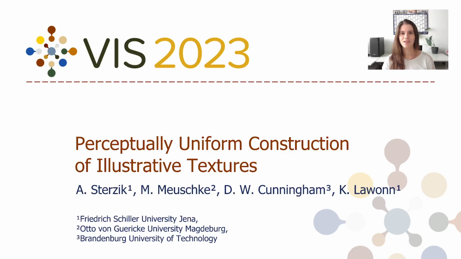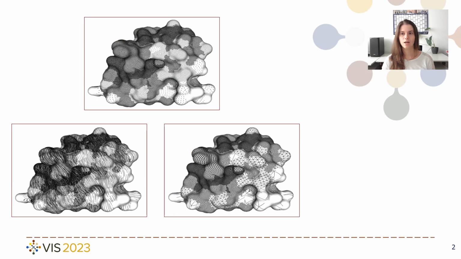Hi everyone! Today I'm going to present our work about the perceptually uniform construction of illustrative textures. I'm sure most of you know illustrative techniques such as stippling and hatching. There, primitives like dots and lines are used to mimic tones and shadows for artistic drawings or illustrations. But what if we want to use these techniques to encode data?